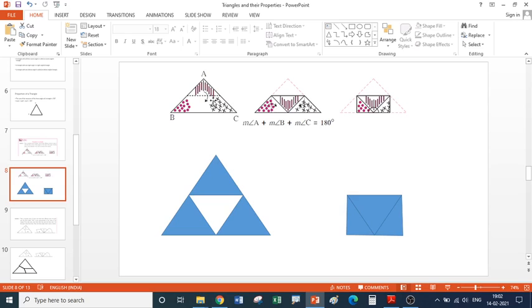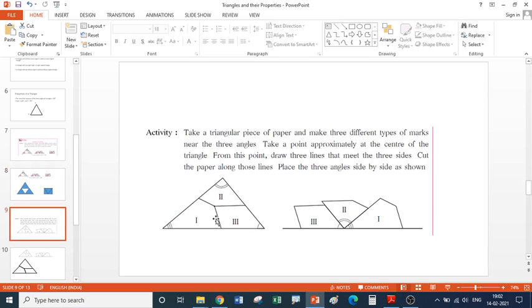Now, instead of an equilateral triangle, we will prove it for any kind of triangle. This is not an equilateral triangle.